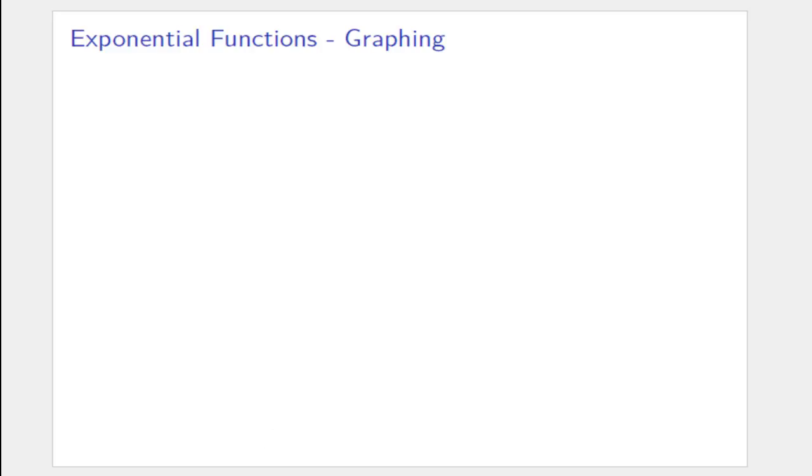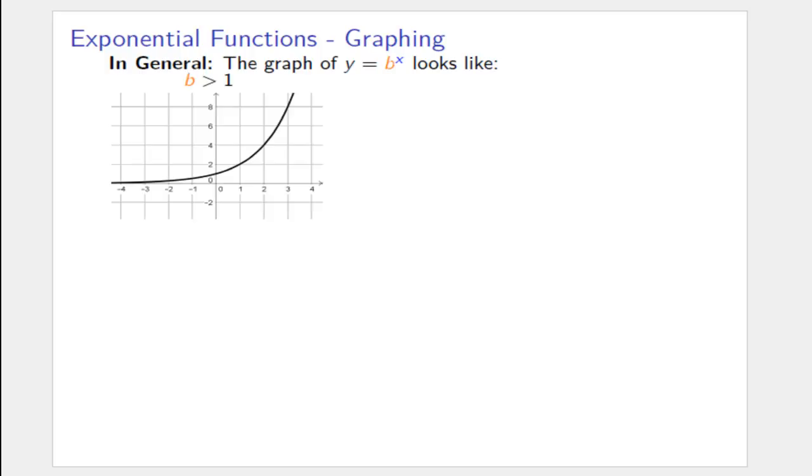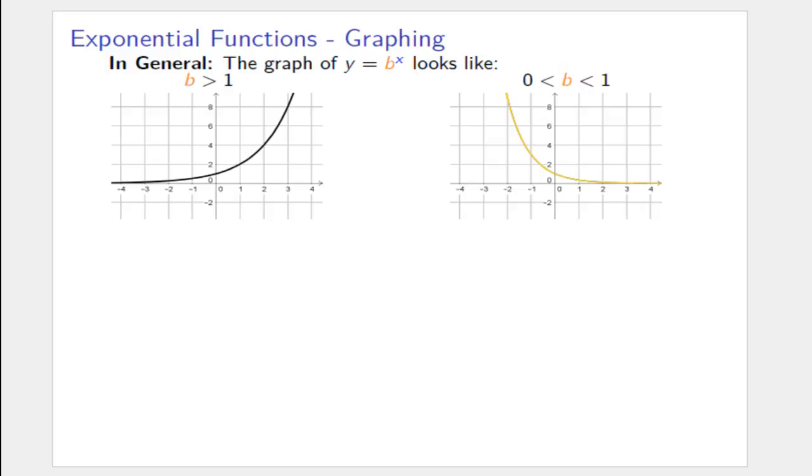Now let's wrap up what we've seen here. In general, the graph of y equals b to the x is going to be a function that increases at a steeper and steeper rate when b is bigger than 1. And we will get a similar graph reflected across the y-axis if our base b is between 0 and 1.